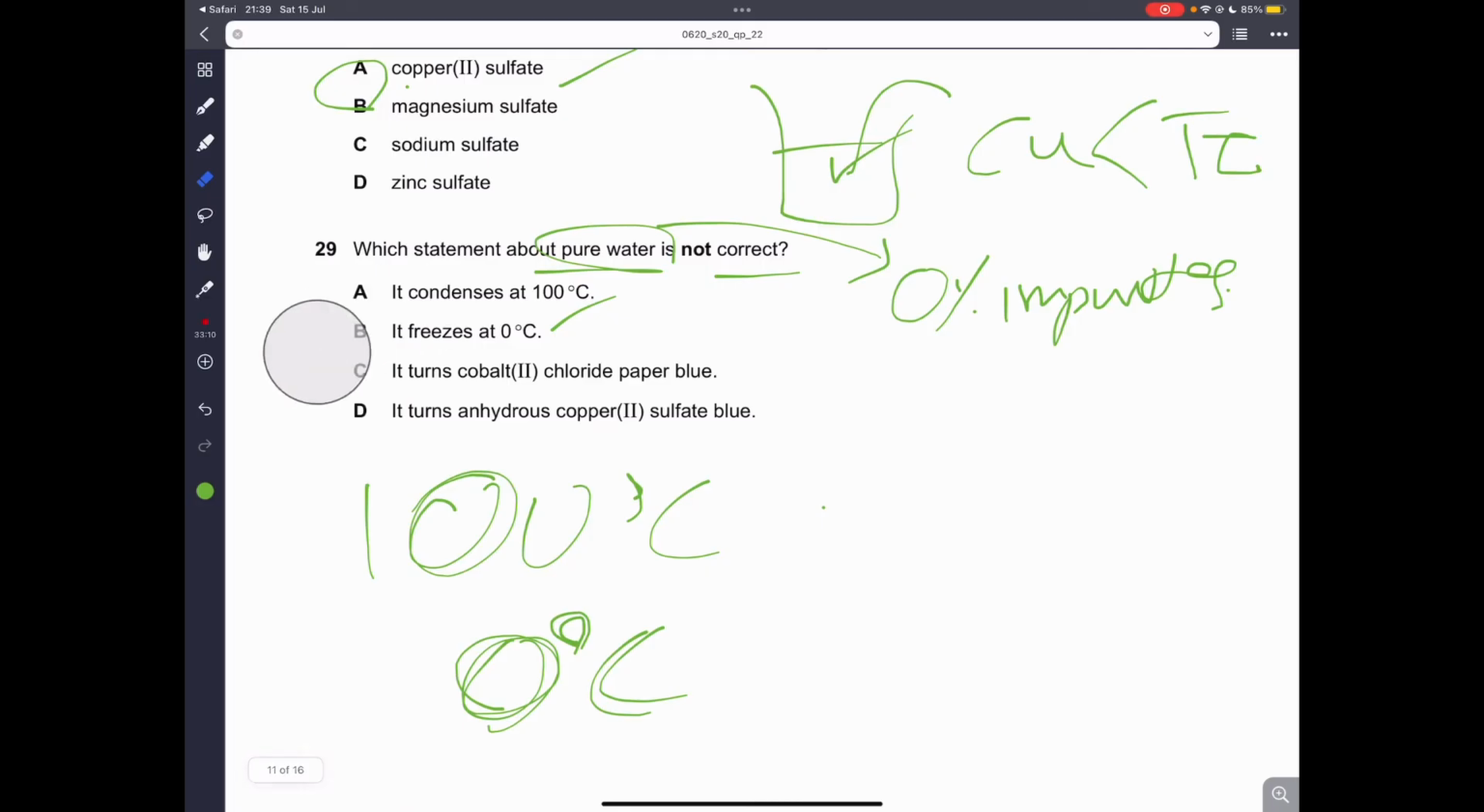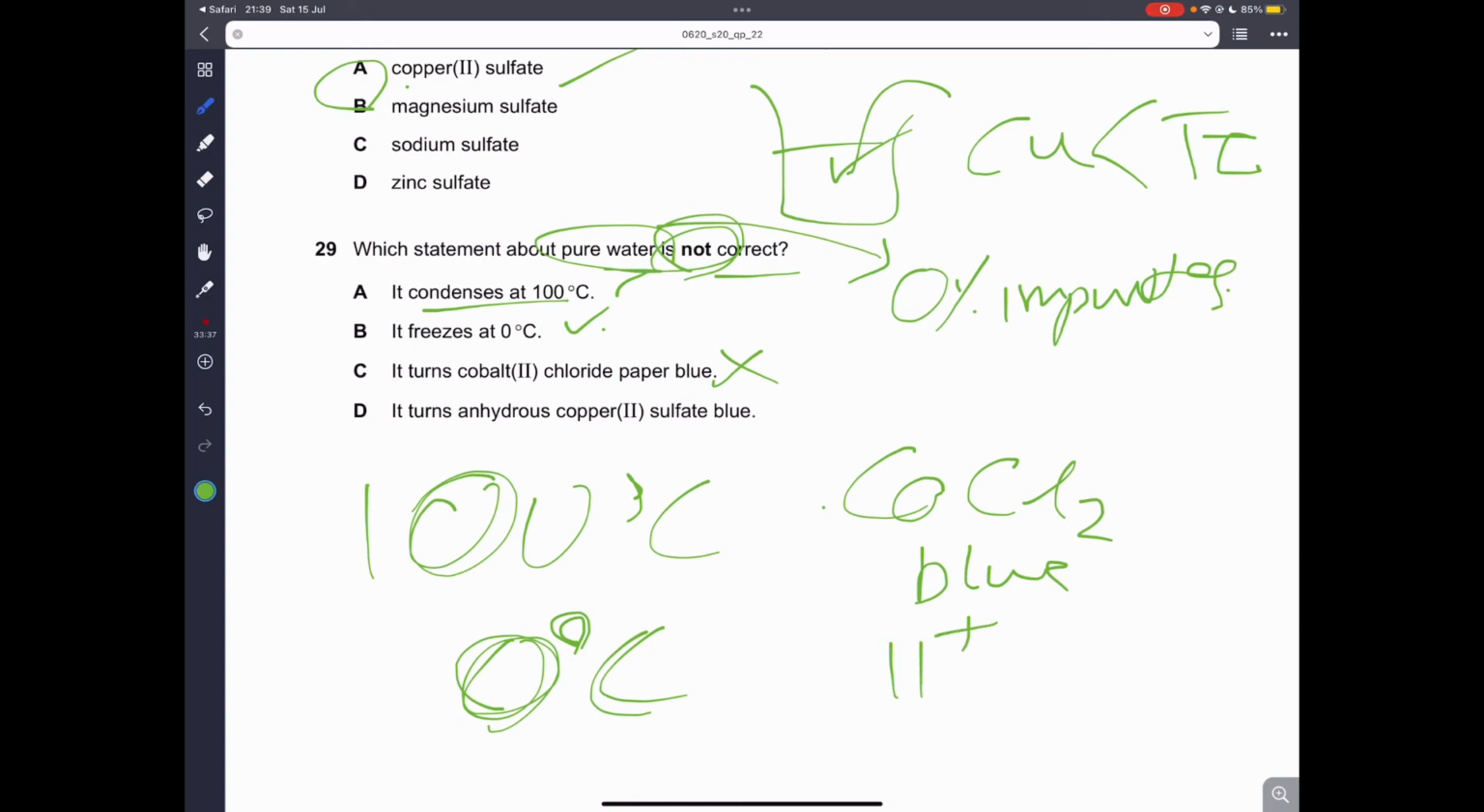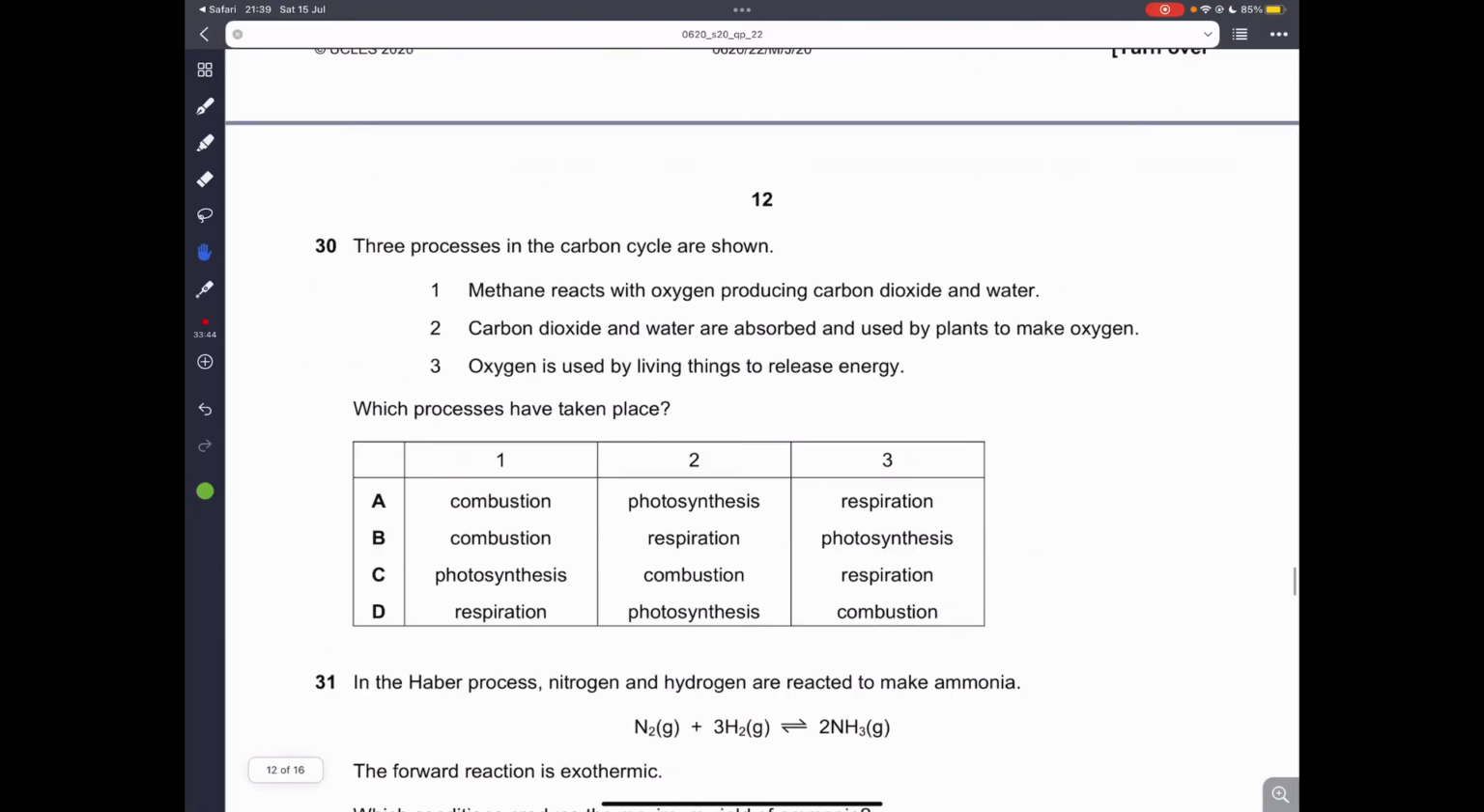Oh, I'm sorry, it says what is not correct. Not correct. Okay, so you have to pay attention to the wording of the question. It condenses at 100 degrees Celsius. This is correct. This is also correct. It turns copper chloride paper blue. This is wrong because cobalt chloride without water is actually blue. If you add water to it, it's going to turn pink. So this is the wrong answer. We have to choose the wrong answer.